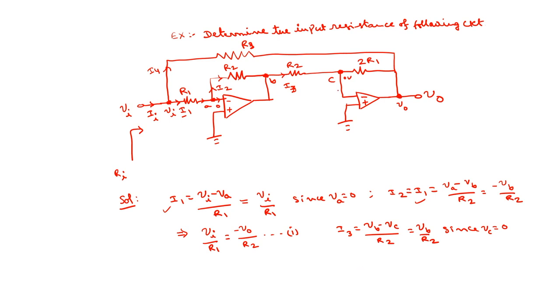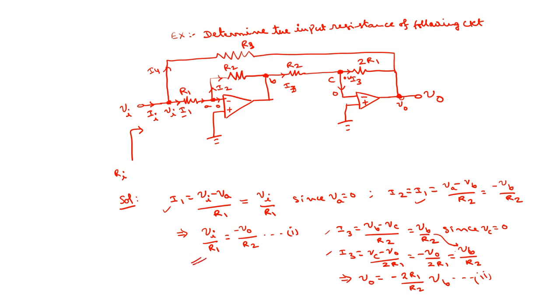Similarly, here the current is 0, so the entire I3 will flow through this one also. So if I write down another expression for I3, between C and output V0: VC minus V0 divided by 2R1, this is equal to minus V0 by 2R1. This is equal to VB by R2, because these two are I3. So V0 is equal to minus 2R1 by R2 into VB. This is expression 2.